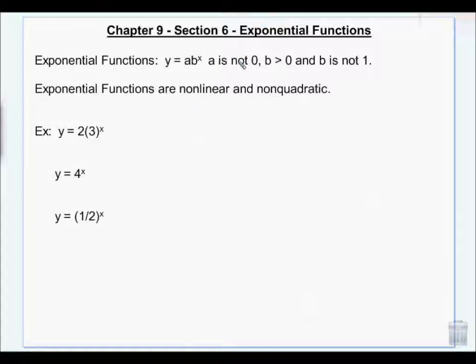Next section, we have exponential functions. Okay, an exponential function, they're not linear, they're not quadratic. Quadratic functions have x squared. These are examples of exponential functions, and if you notice, all of your exponents here are x. That's what makes it an exponential function, is x is your exponent.